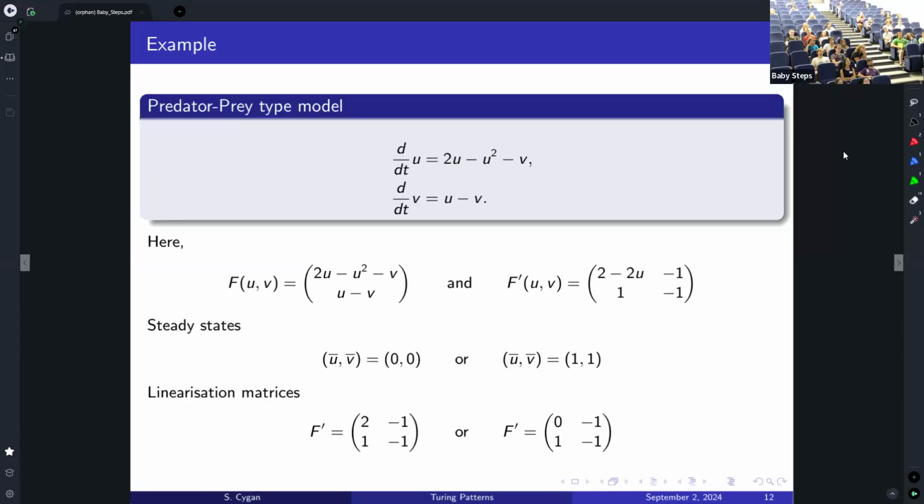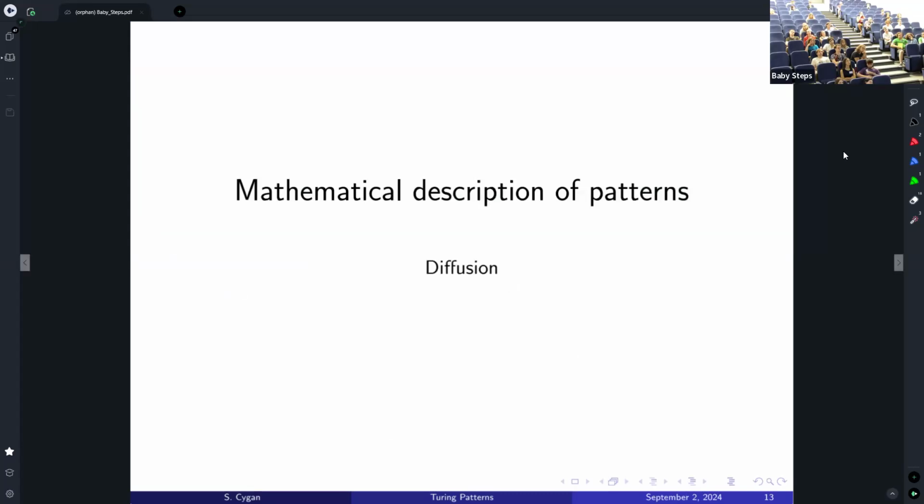And now what happens? We have introduced the first concept, called here reaction. And now we will switch to the second concept, which will be called diffusion. So basically, the diffusion is the following.